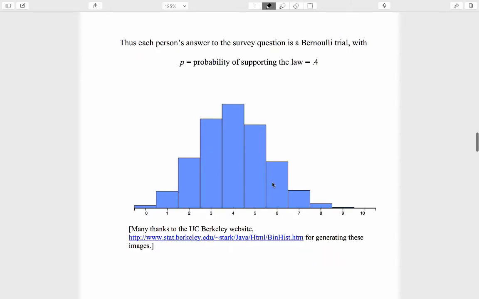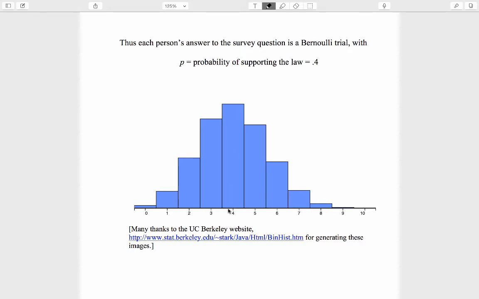It's useful here to look at a histogram for this experiment. If we survey 10 people, and each one has a 0.4 probability of saying yes, that is mathematically equivalent to flipping a coin 10 times, where the coin is biased, it has only a 0.4 probability of heads, and a 0.6 probability of tails. If you draw the histogram for that experiment of flipping 10 coins, or asking 10 people their opinion about this law, where little p equals 0.4 instead of 0.5, you'll notice that it still has this roughly bell-shaped appearance, but now the tallest rectangle sits above 4.